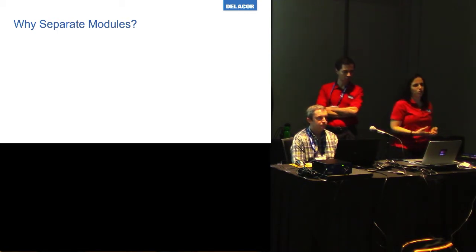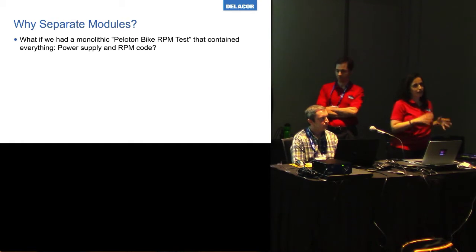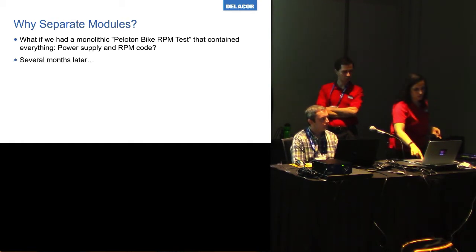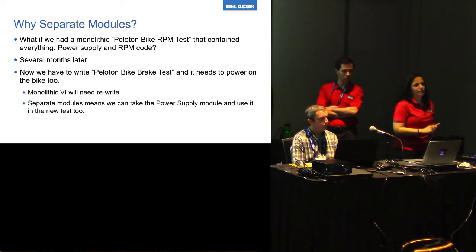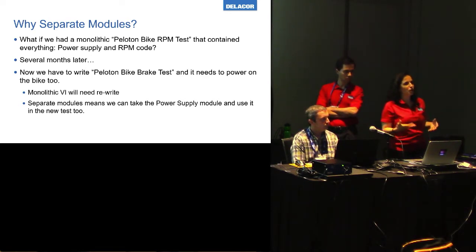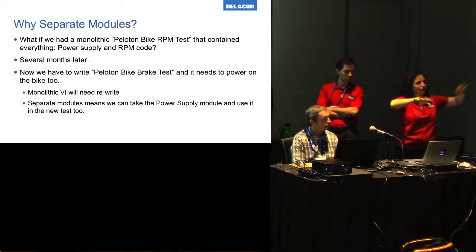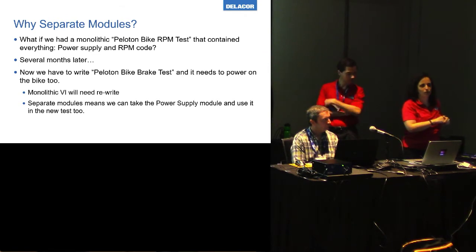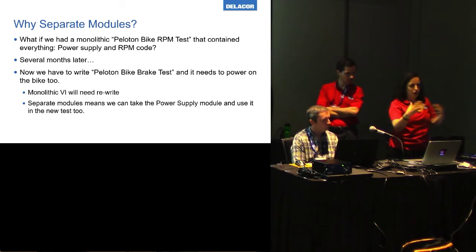So what if we had a monolithic application that contained everything, the power and the RPM code? Months later, somebody comes back and says, now we're going to do the brake test, and the brake test uses the power supply test as well. If I had done a monolithic application, I'm going to have to rewrite all that code. Whereas if I already have modularized, I can just take the power supply module and move it to the new application. Okay, so that's why we program this way. It also makes it easier to test, which you're going to see.